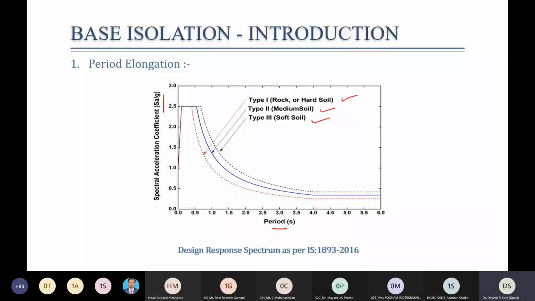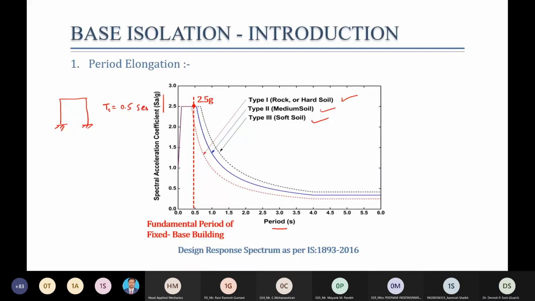Now suppose we have one base isolated building. Just for simplicity, let us assume that we have a single storied fixed base building. Suppose the time period of the fixed base building is, let us say, 0.5 second. Now, if the same building is kept on isolators like this, same column size, beam size, same stiffness, same mass, everything is the same, but it is kept on isolators. Upon putting the isolation system, the time period will increase due to the flexibility of the isolation layer. Here I am supposing that after putting the building on the base isolation system, the time period increases to 3.5 seconds.